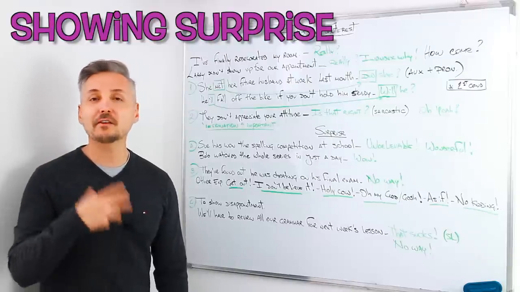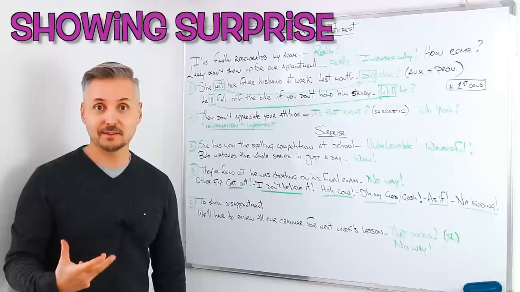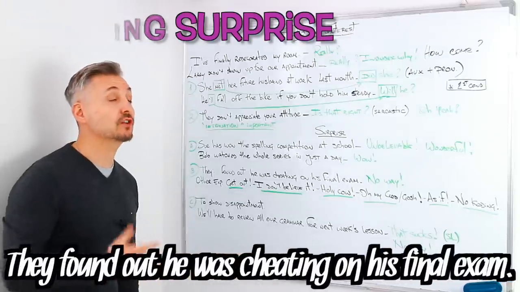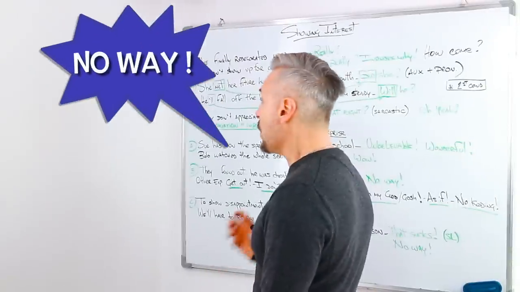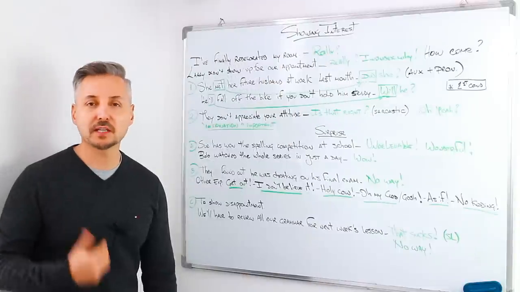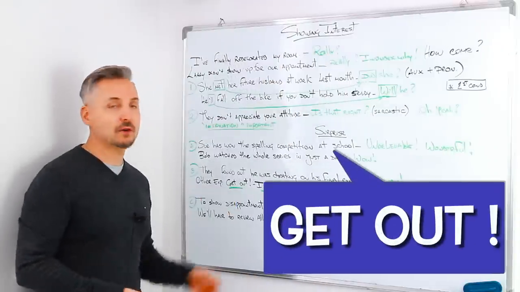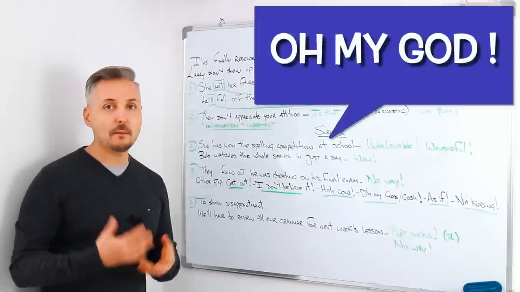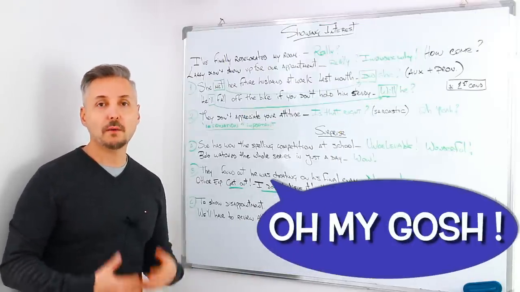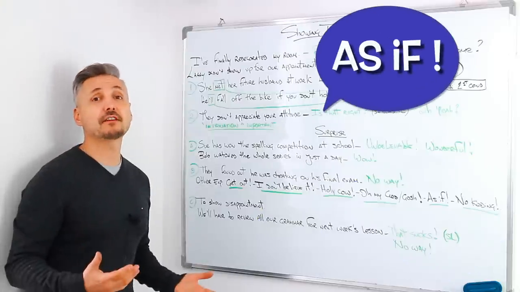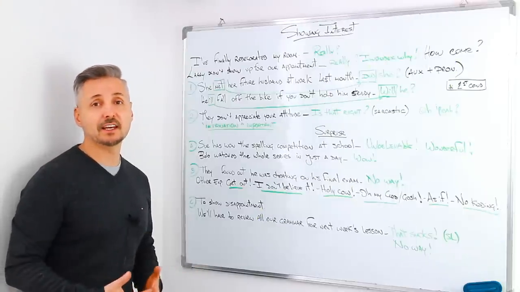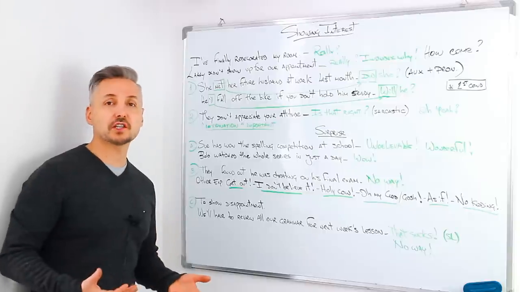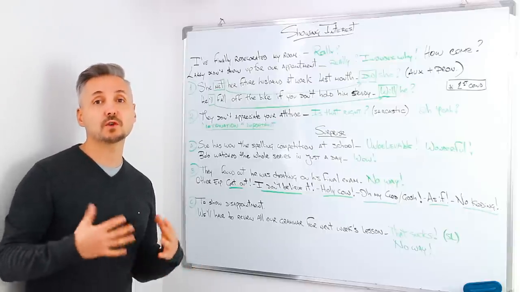Now let's look at other examples showing surprise. They found out he was cheating on his final exam. No way! Yes, we can have other expressions such as get out, I don't believe it, holy cow, oh my god, oh my gosh, as if, no kidding. These are all expressions that we can use to show surprise.